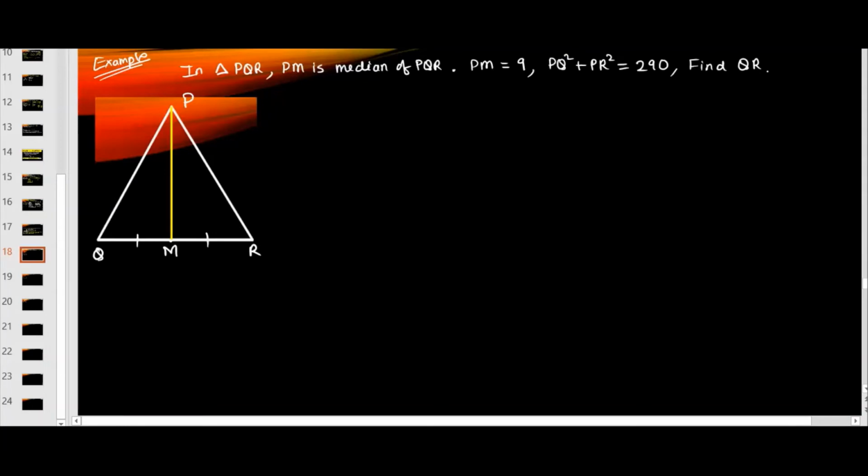Okay. Let us write what values are given to us. PM value is 9, so I will write 9 here. PQ square plus PR square is 290, and the question is asking you to find this whole length QR. We have to find this. So we can use the theorem, that is Apollonius theorem. According to the Apollonius theorem, if you apply that formula here, we can write.